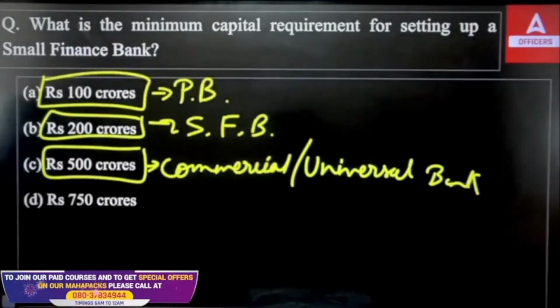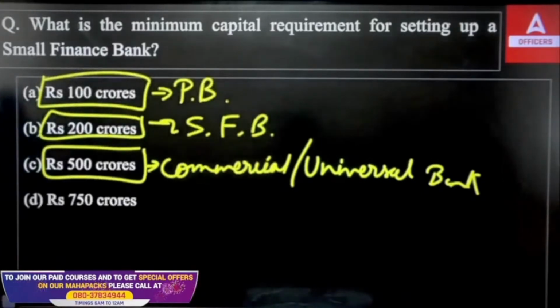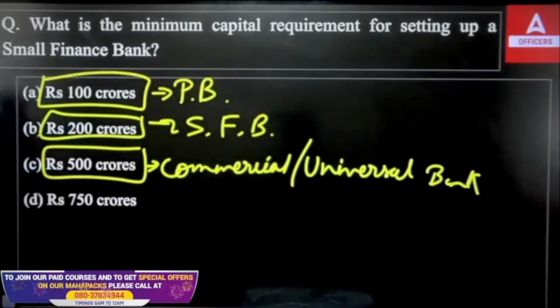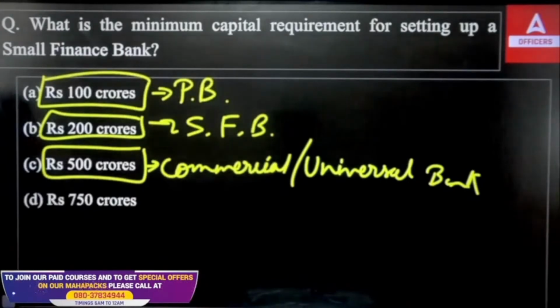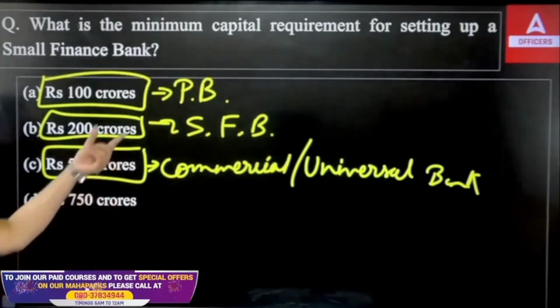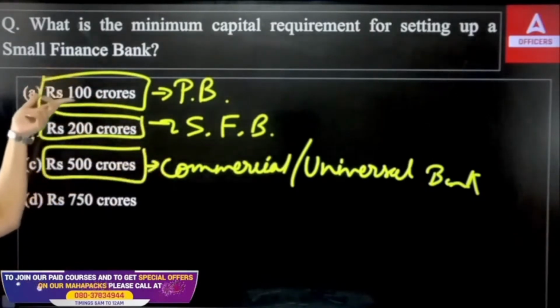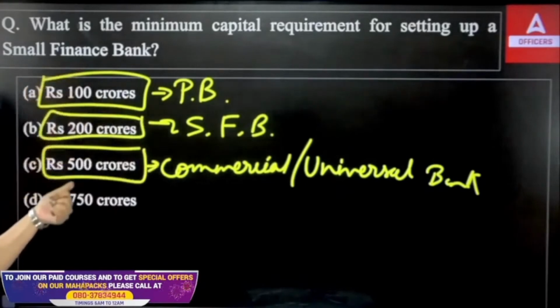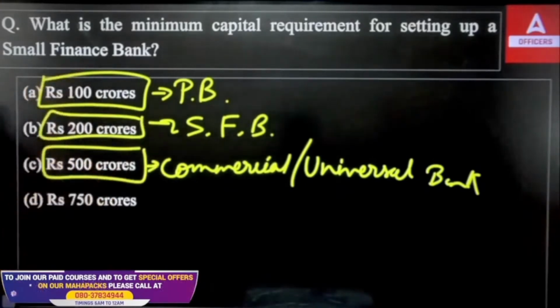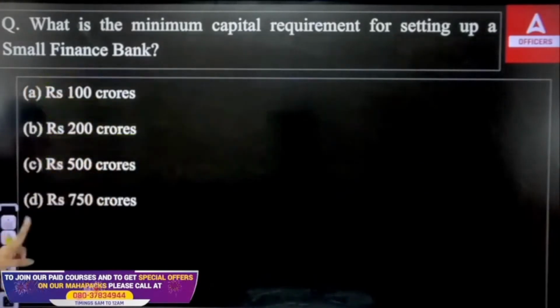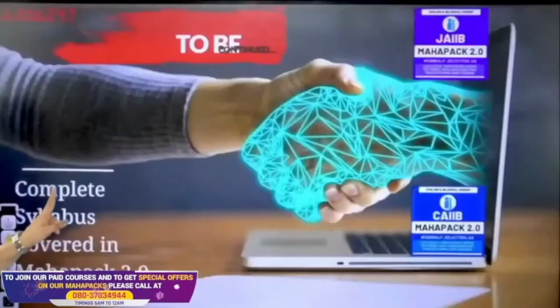When the small finance bank was introduced, like the payment bank, it used to have an initial capital of 100 crore. But its initial capital has been increased by RBI. Now it is 200 crore. So payment bank 100 crore, small finance bank 200 crore, commercial bank or universal bank 500 crore. So do remember all these three. The right answer will be option B.